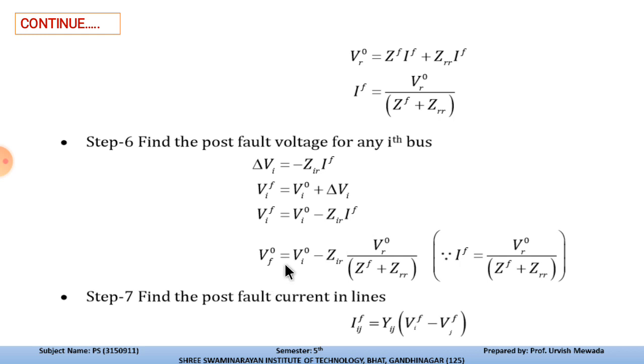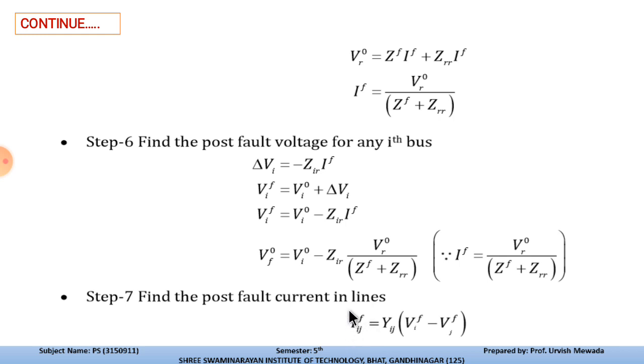And using this formula, VF raised to 0 is the post fault voltage. So VF raised to 0 is equal to VI raised to 0, and the ZIR, and we have the value of IF, that is VR raised to 0 divided by ZF plus ZRR. So this value is replaced over here. From that we get step number 7, that is to find the post fault current in this line, and we have an interconnected power system, so we can determine this voltage for the nth number of buses.